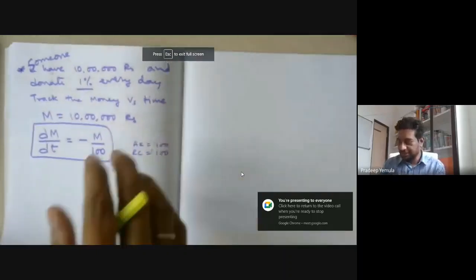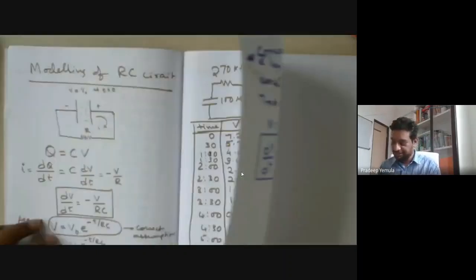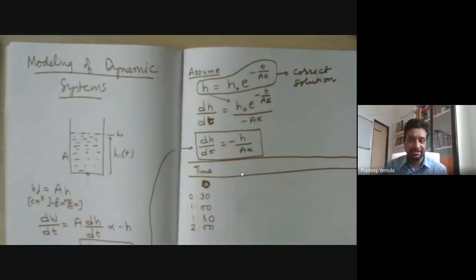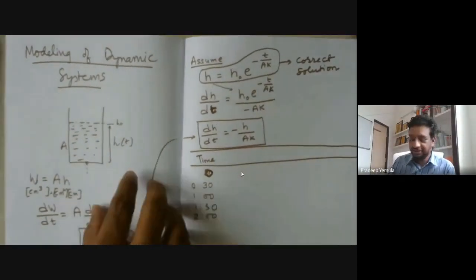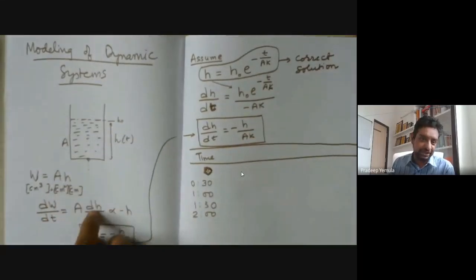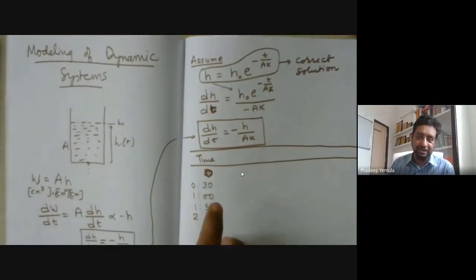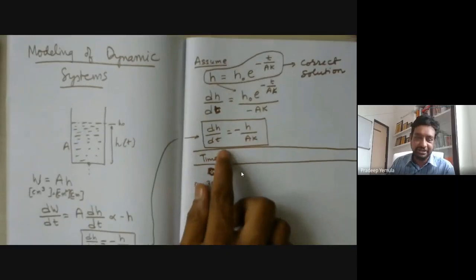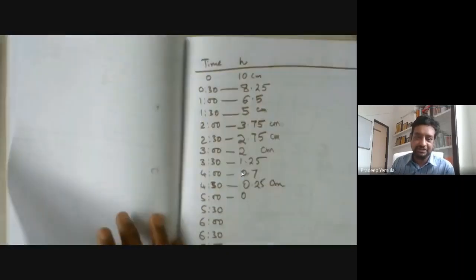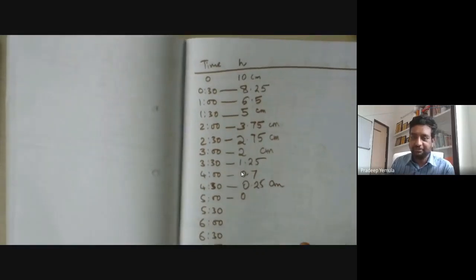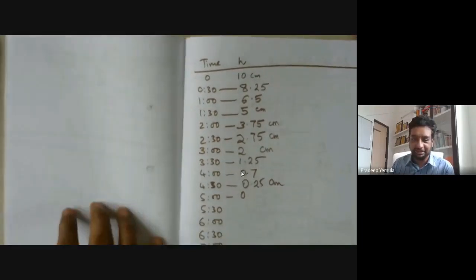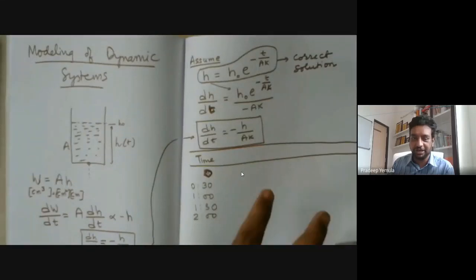So we started off saying that the topic is modeling of dynamic systems. Then we looked at a small example of a jar from which water is falling, and then we wrote the dynamic equation, and then we did the experiment. So this is the experiment, and we plotted the experiment, and we calculated using this formula, and we matched both of them.